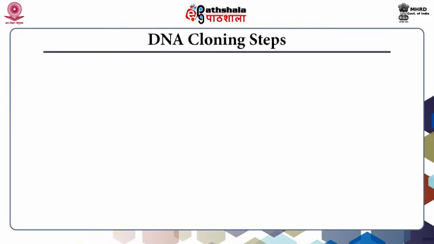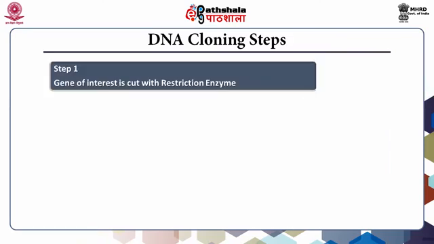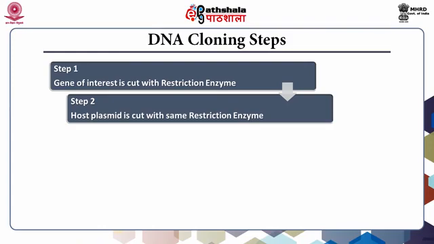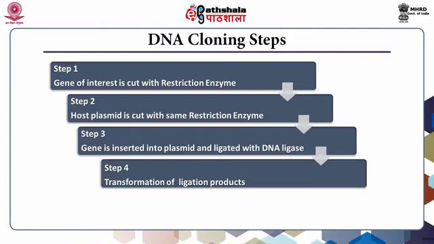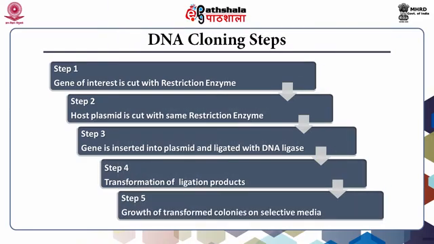This slide shows the 5 main steps of DNA cloning. Step 1. The gene of interest is cut with a restriction enzyme. Step 2. The host plasmid is cut with the same restriction enzymes. Step 3. Gene is inserted into plasmid and ligated with DNA ligase. Step 4. Transformation of ligation products. And step 5. Growth of transformed colonies on selective media.